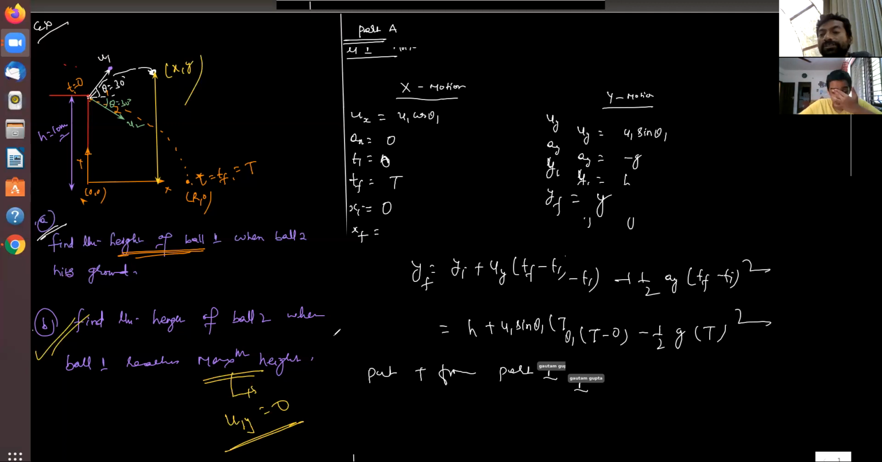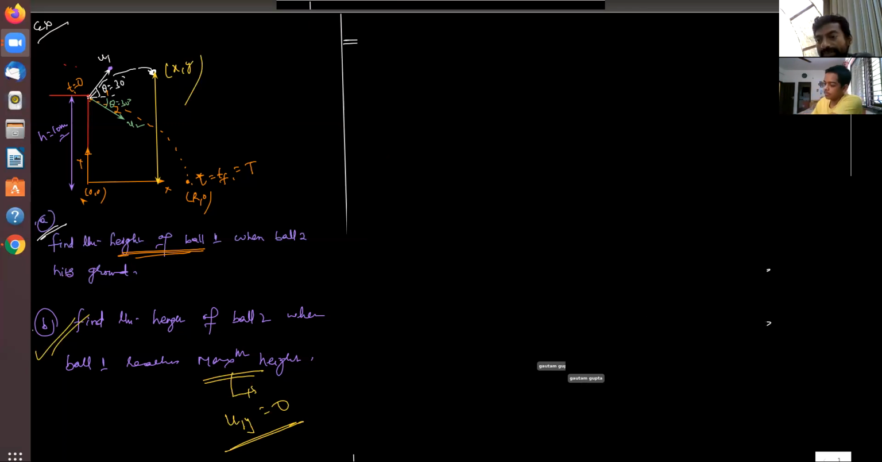There are a lot of questions in SC Verma. You can try all those projectile questions in SC Verma. I don't have the SC Verma book, but I think after 20 or something, you will have all the questions from SC Verma. So you can try all that.